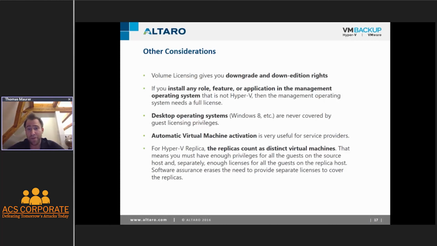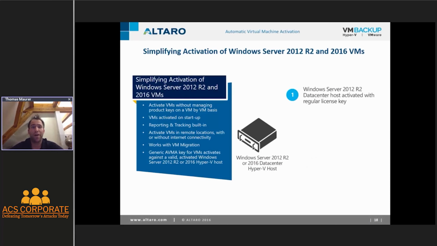For Hyper-V Replica, you have to license the original machine, the source virtual machine, but you also have to make sure that you have licensed the virtual machine on the replica host. So let me quickly talk about the activation of Windows Server 2012 or 2016 VMs using automated virtual machine activation.